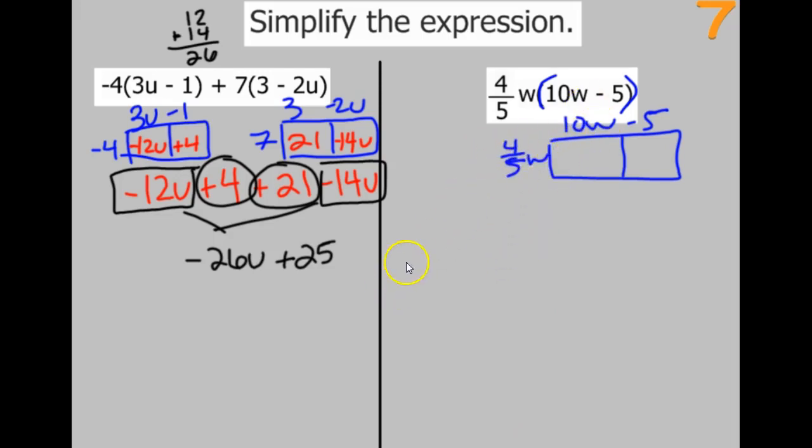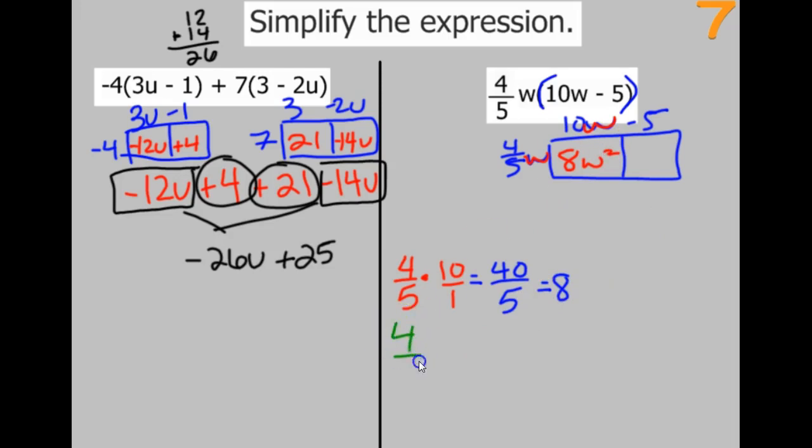However, I know 4/5 times 10. 10 is really 10 over 1. So if I multiply straight across, 4 times 10 is 40. 5 times 1 is 5. So I have 40 divided by 5 is 8. And w times w is w squared. So I have 8w squared so far.